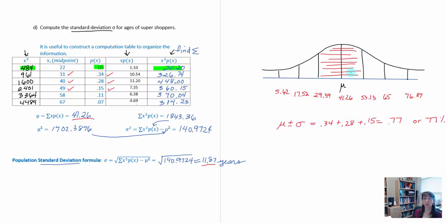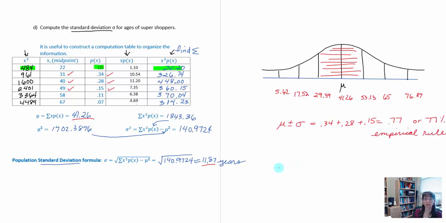Since we're only looking at 1 standard deviation, we remember that Chebyshev's rule doesn't tell us much about that, except that we should have more than 0%. The empirical rule tells us that at least 68% of the data should fall in this region. So we do have a high enough percentage to satisfy that condition. So this would follow the empirical rule.